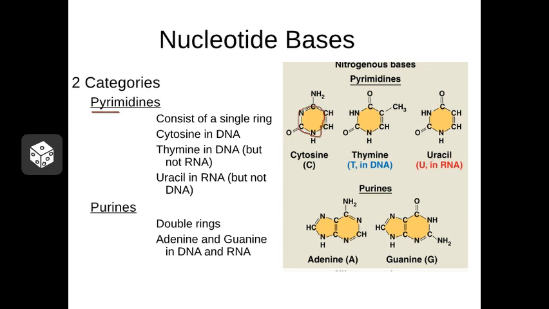Now, certain bases are found in certain polymers. Cytosine, thymine, adenine, and guanine are found inside DNA molecules. Cytosine, uracil, adenine, and guanine are found in RNA molecules.